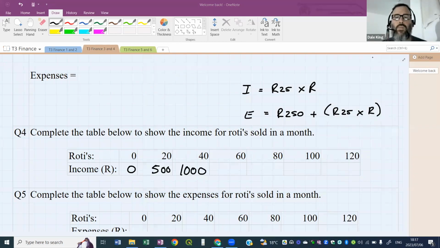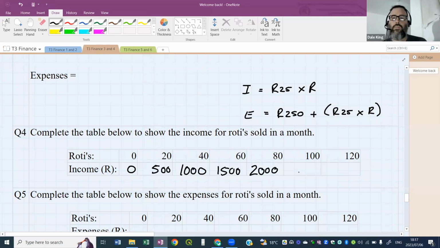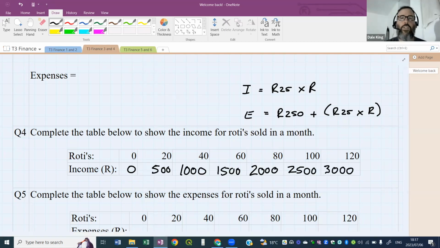For 60, it's 1,500. Very good. For 80, it's 2,000. Excellent. For 100, it's 2,500. And then lastly, for 120, it's 3,000. Excellent. Katlecha, thank you so much for your help. A superstar.